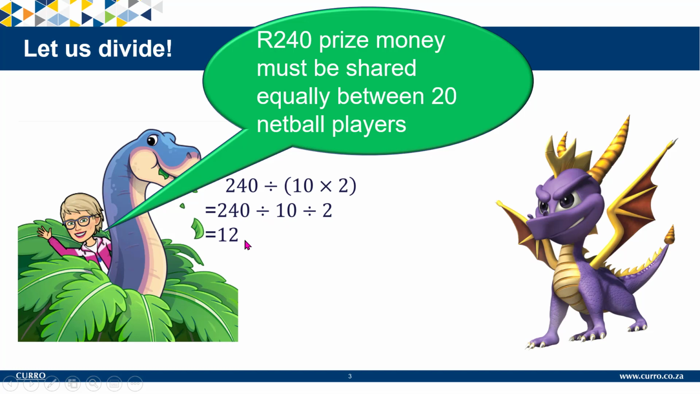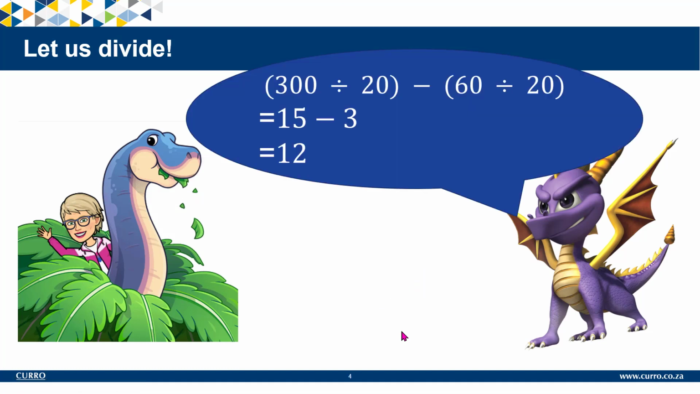Remember, this is not the distributive property. We don't divide the 240 by 10 and the 240 by 2. We divide 240 by 10 and then by 2. Sometimes it's easier to think of it as a fraction. So we're going to first divide by 10 and then 24 divided by 2 is 12. But there are other ways also to divide.